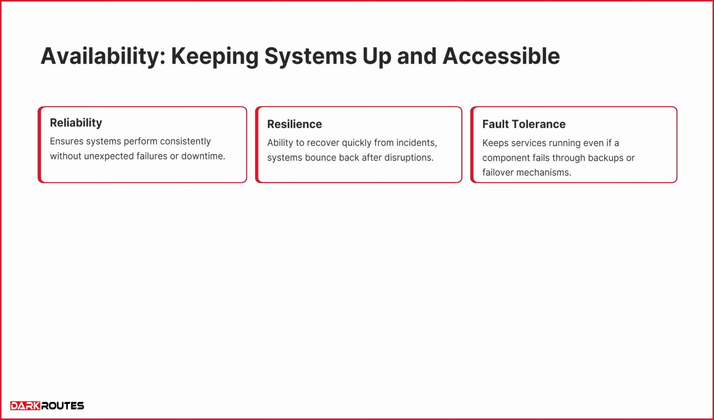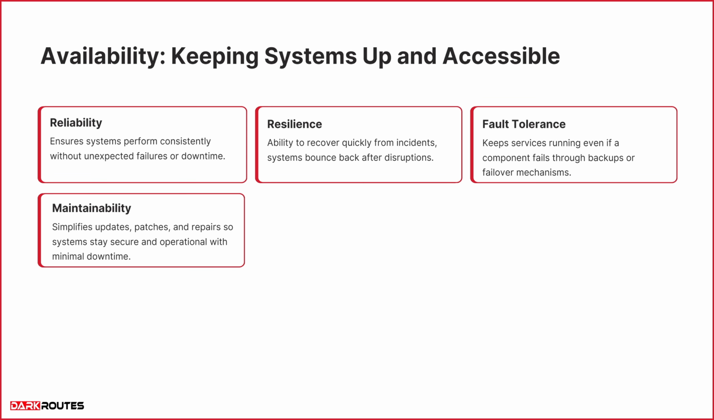Next, we have fault tolerance. Fault tolerance means the system can continue to function even when a part has failed. For example, in a data center, if one hard drive fails, the system automatically switches to the mirrored hard drive using the RAID configuration without affecting the users.